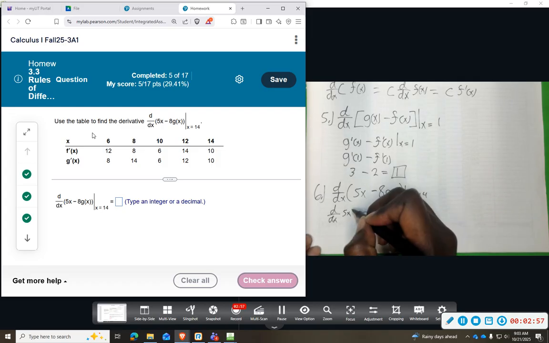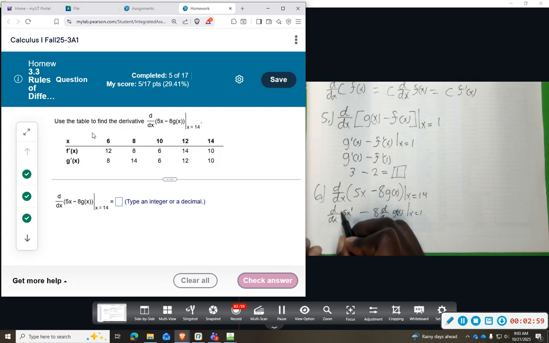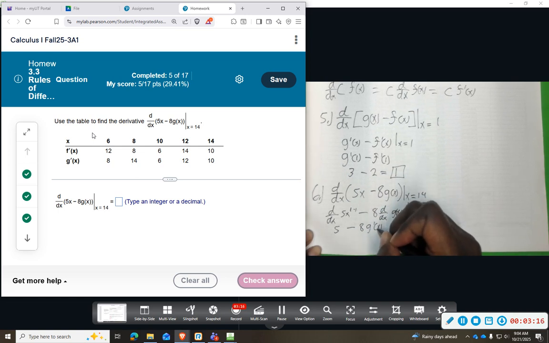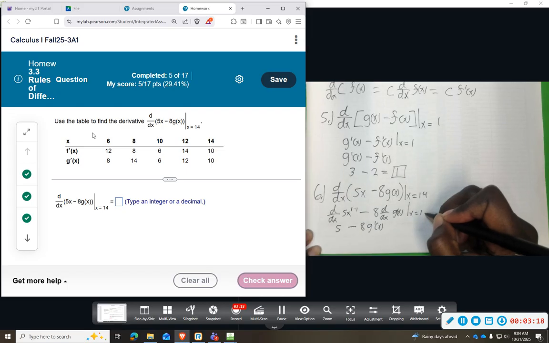So using the power rule, there's an understood 1 up here. So you multiply 5 times 1, which will give you 5. And then you subtract 1. 1 minus 1 is 0. Anything to the 0 power is 1. And then 5 times 1 is still 5. So we just get a 5 here. And then minus 8 times g prime of x. And this is evaluated at 14.